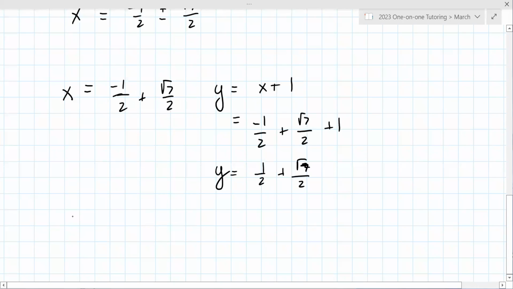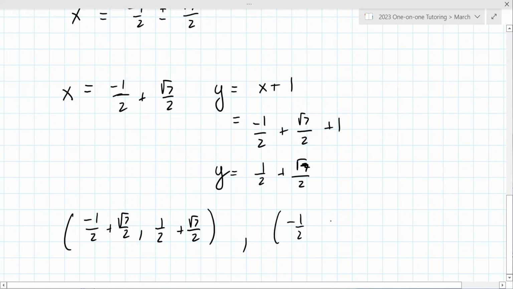So your ordered pair here is minus 1/2 plus square root of 7 over 2, comma 1/2 plus square root of 7 over 2. And then you do the same thing for the negative one. You let x equal minus 1/2 minus square root 7 over 2. Basically just change that and put it in here. It's the same thing, except you switch the sign. Hopefully that's somewhat clear. They sure didn't do you any favors for this one.